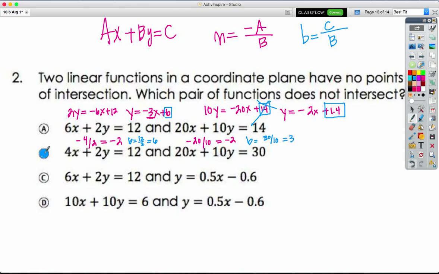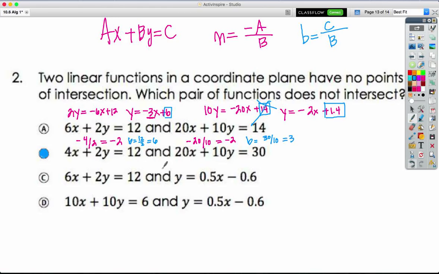So B would never intersect. Now, if that shortcut is too much for you when it is in standard form, you are more than welcome to just solve for y, put them in slope-intercept form, and compare them. I'm simply trying to teach you these shortcuts for when you're on a timed test and you need to move quickly, that is something that you can do.